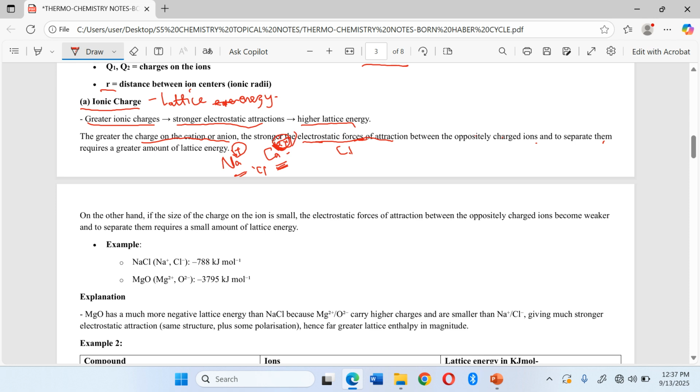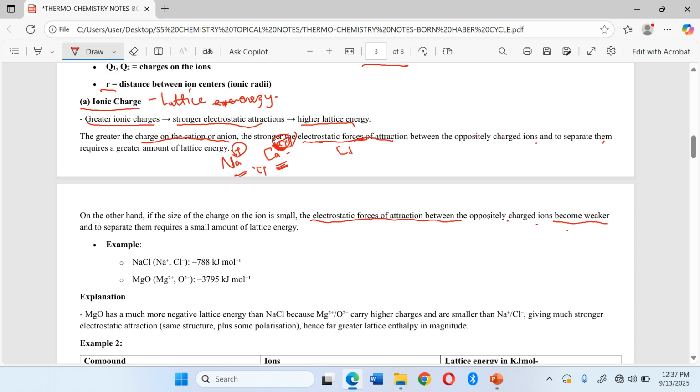On the other hand, if the size of charge on the ion is small, the electrostatic forces of attraction between oppositely charged ions become weaker, and to separate them requires a small amount of energy. So we can see that this is how ionic charge affects it. If it is big, then there is a stronger electrostatic attraction and therefore higher lattice energy.